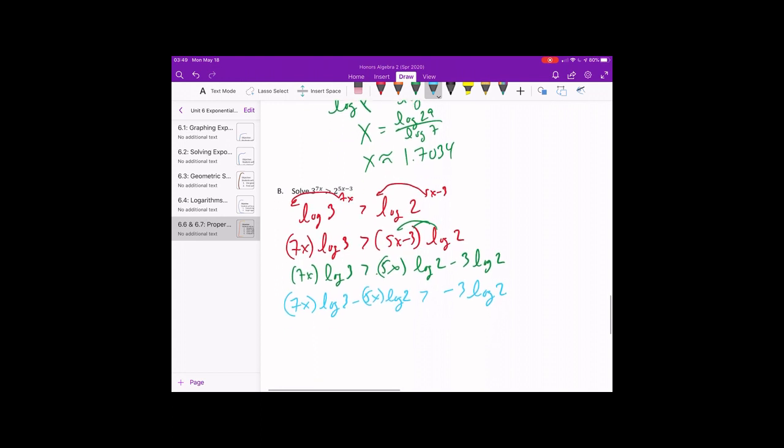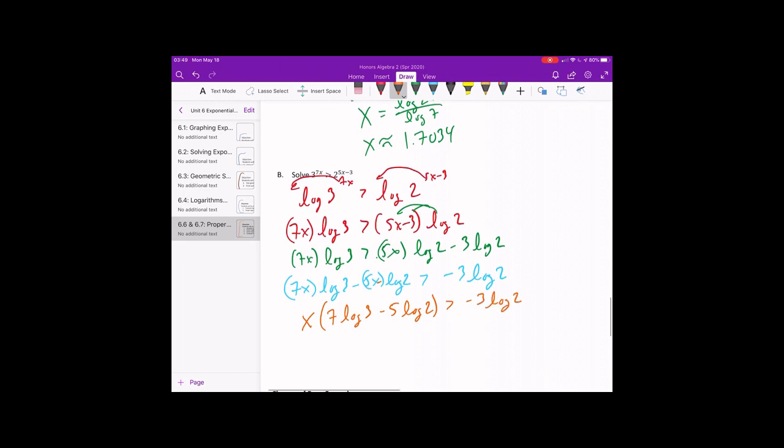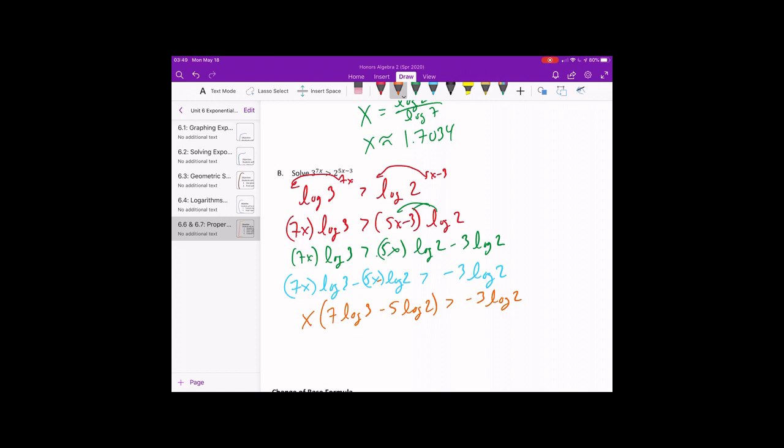And I know this looks a little complicated, but it's going to get cleaned up in a second. And so now, out of these two, I can factor out the x. So I get the x, and I'm going to get 7 log of 3 minus 5 log of 2 is greater than negative 3 log of 2. And then I can divide this back across. So I'm going to divide by the 7 log of 3 minus the 5 log of 2.